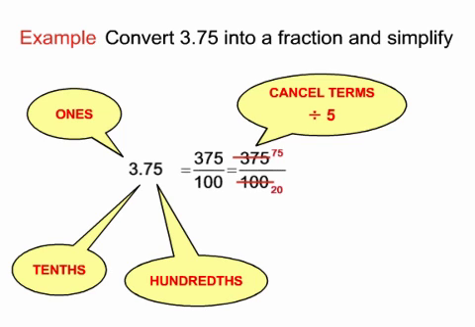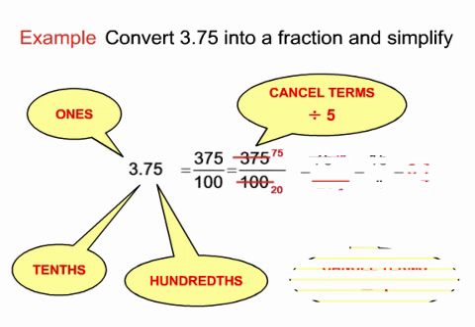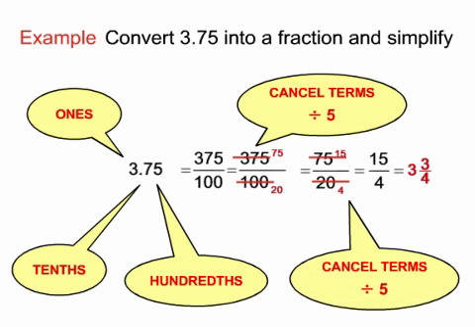The top of the fraction will be the decimal without the decimal point. In other words, 375. So 3.75 is 375 over 100. Now look to see if anything cancels, and as you can see, 5s will divide into both top and bottom, 75 and 20. But also notice that 75 over 20 will cancel again. Again, 5 will divide into both top and bottom, giving us 15 over 4.